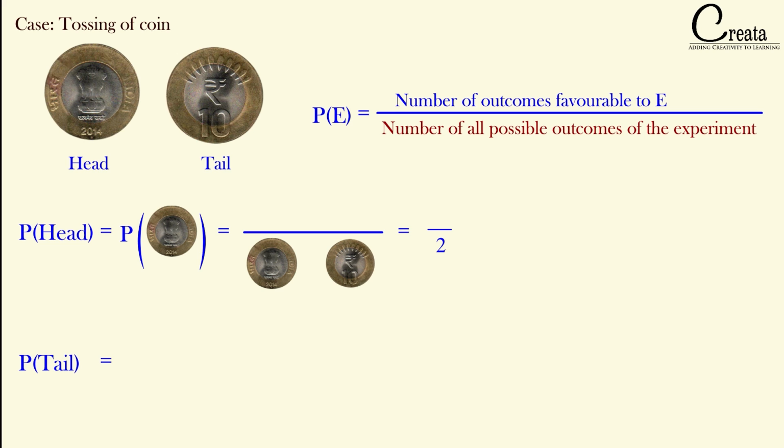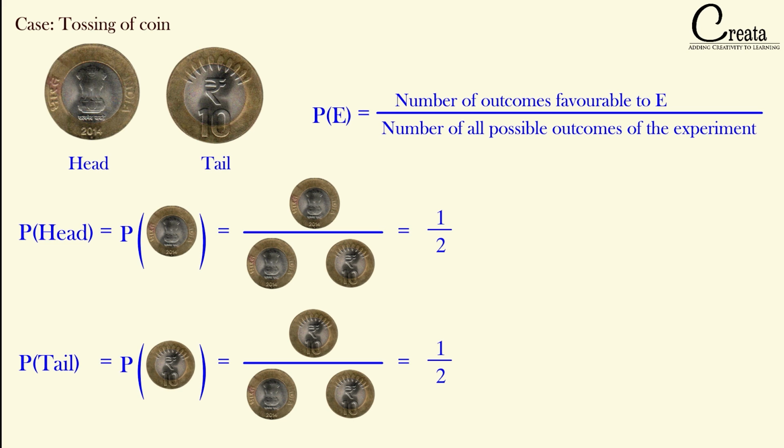So in the denominator 2 will come, and what will come in the numerator? It will be 1. Why? Because we only want head as the event. So the favorable outcome to our event, that is getting the head, is only 1. So the probability of getting the head in the experiment of tossing the coin is 1/2. Similarly, in case of the tail, it will again be 1/2.